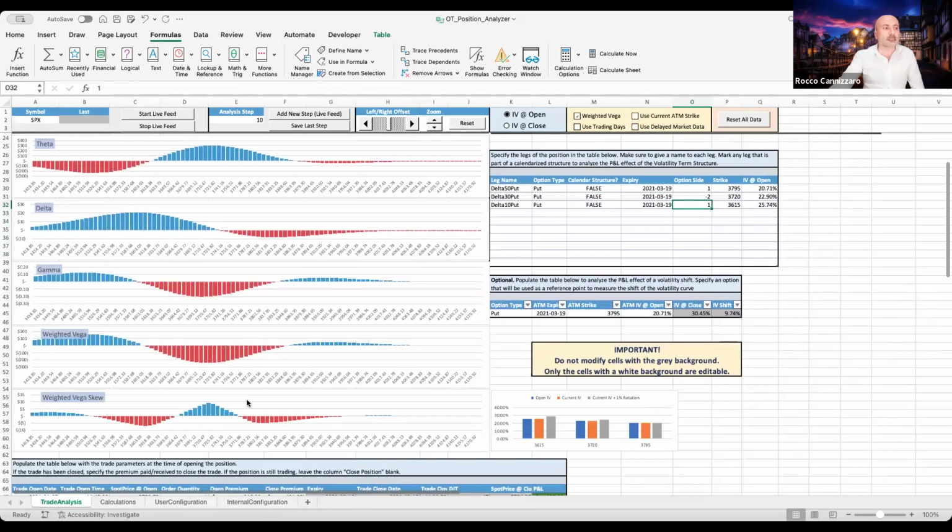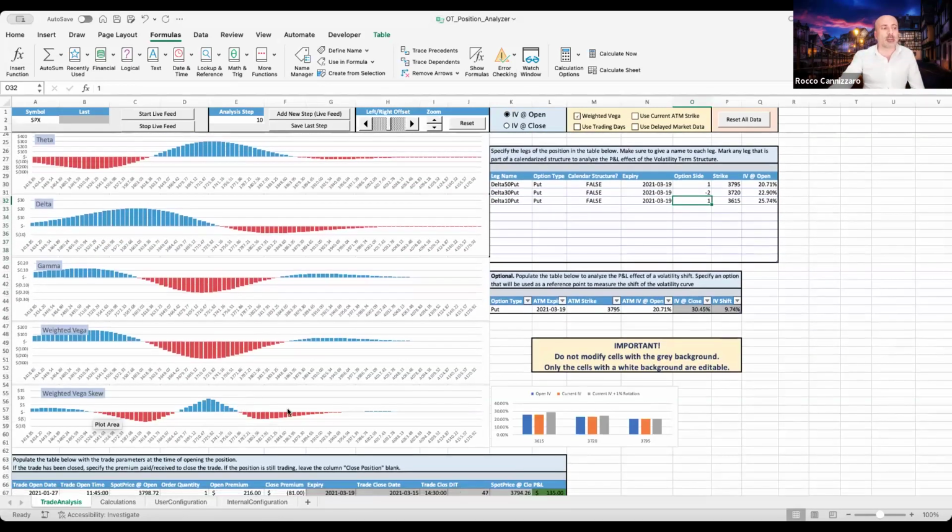And so, again, this is a way to understand a little bit more, to see that it's not necessarily true that a butterfly is always vega negative or a calendar is always vega positive. You also have to look at: are you at the money? Are you far away from at the money? What is the skew implication of all of this?